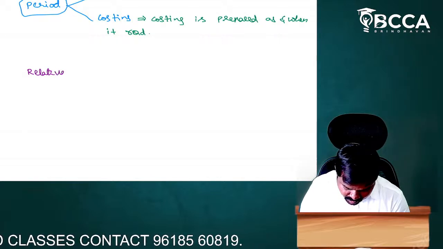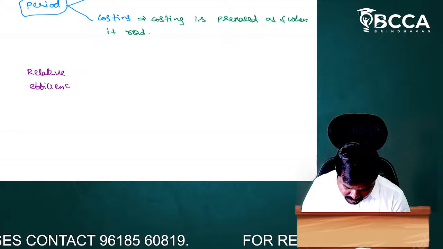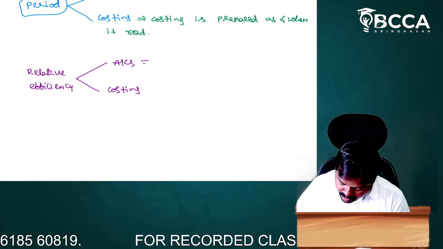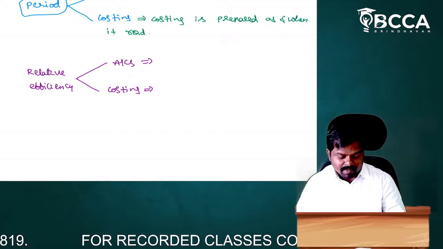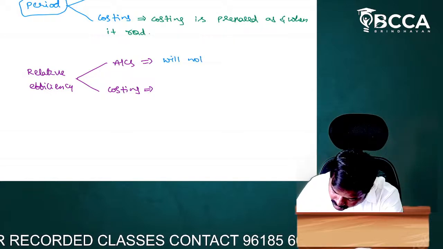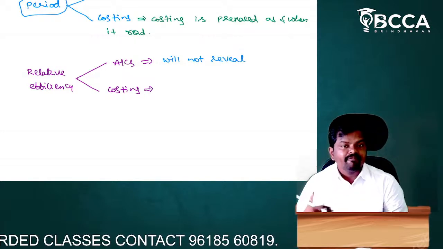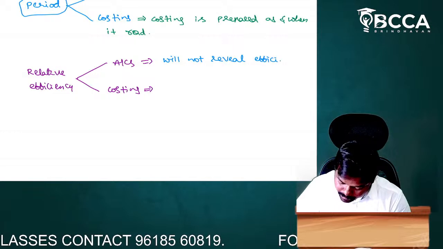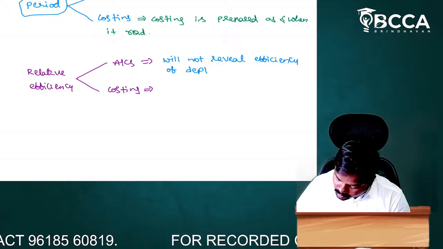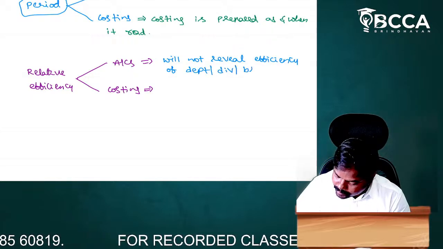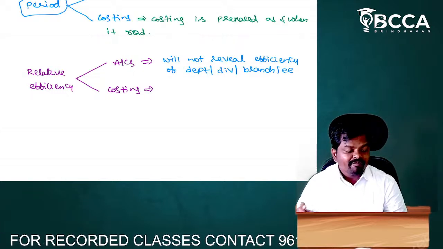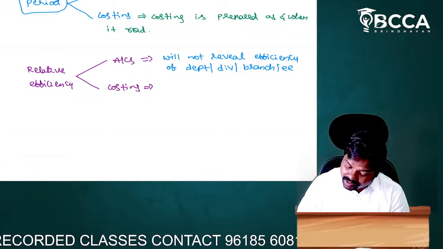Next, relative efficiency. Accounts as well as costing. Listen carefully. Accounts will not reveal efficiency. Accounts will not reveal what? The efficiency of a department, or division, or branch, or employee. Accounting information will not reveal the efficiency.